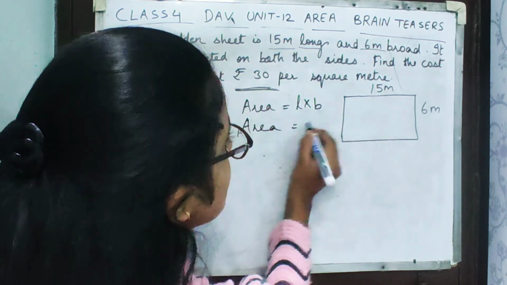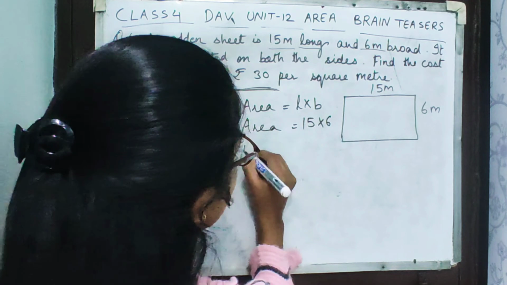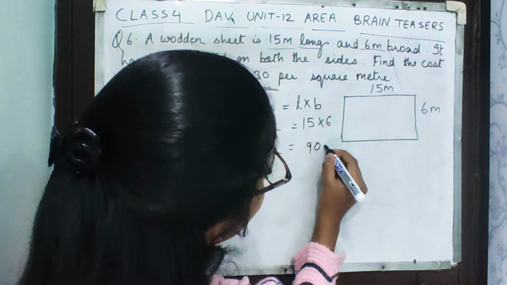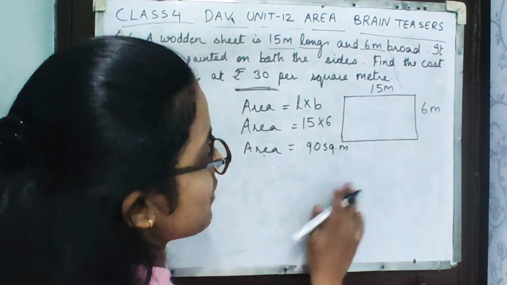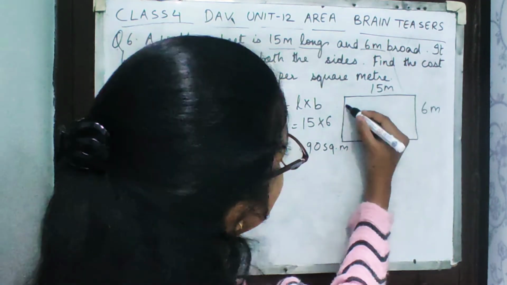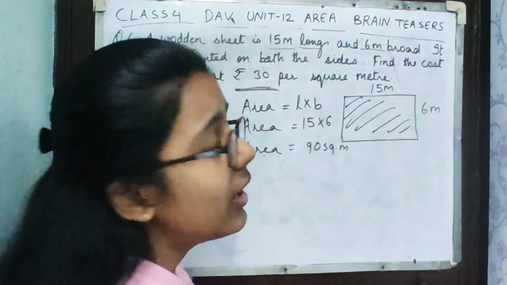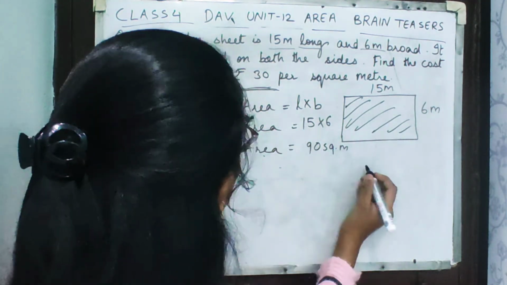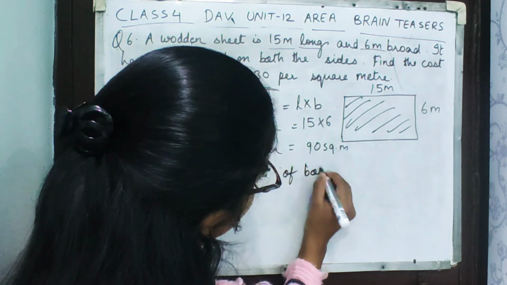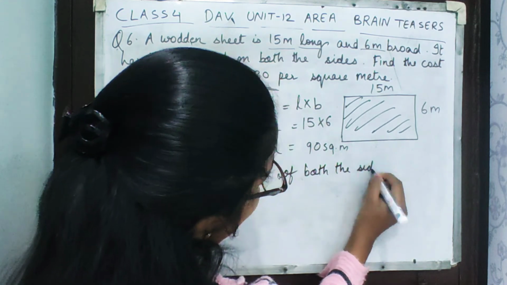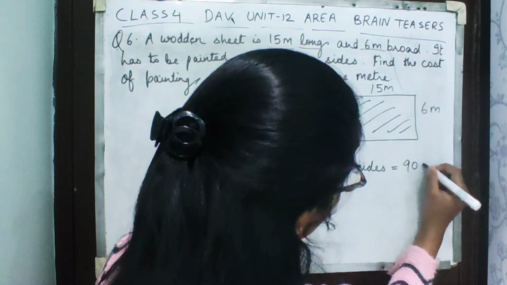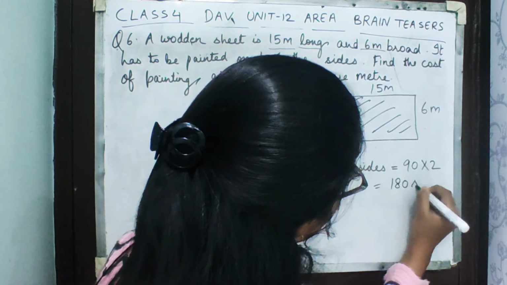So area is equal to length 15 into breadth 6. So area 15 into 6. 6 5s are 30, 3 carry, 90 square meter. Okay, 90 square meter we are having as the area. Now painted on both the sides. So 90 square meter, that means the area of the front side only. Okay, back side also. So area of both the sides is equal to, how many sides are there? 2 sides. Yes, so 90 into 2, that means 180 square meter.